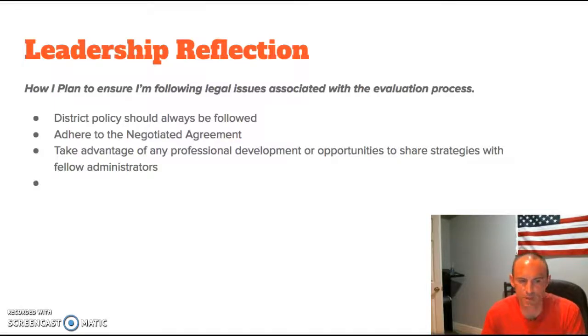by following district policy. That should be any administrator's guiding principle. To know those policies in and out, make sure everything you do abides by those policies, because you work for the school board, which develops those policies, and that is your law, essentially, that you must adhere to. After that, there's always a negotiated agreement between the teachers union and the district that must be adhered to, and then any professional development opportunities you can go to stay current on law and legal issues.